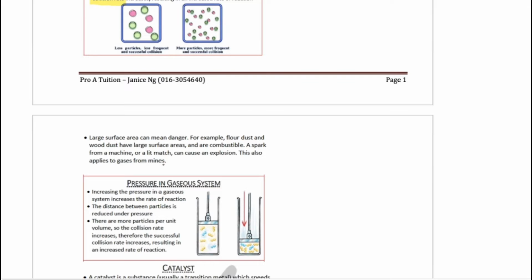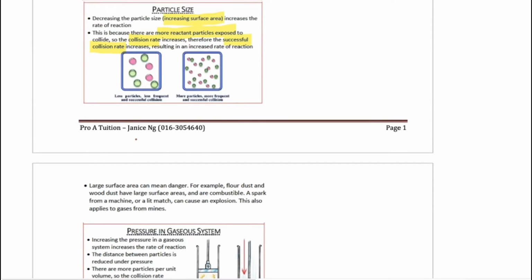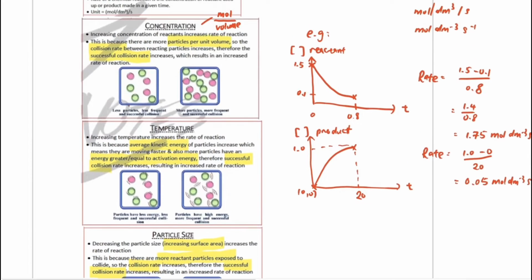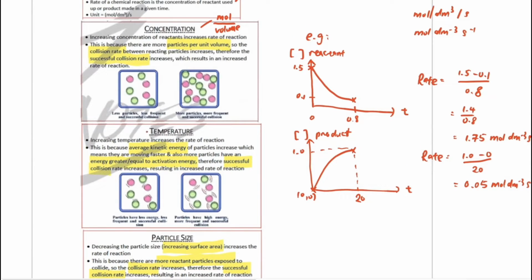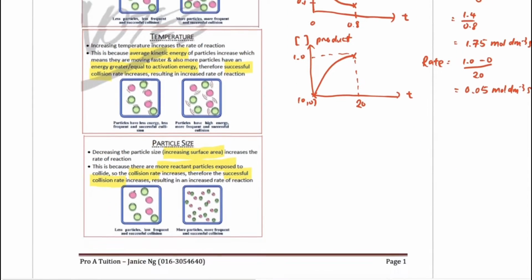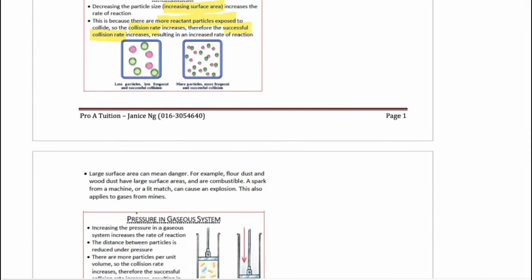Okay. Now, pressure in gaseous system. So this is the next factor. So you see, you have quite many factors that affect the rate of reaction. Concentration, number one. Temperature, number two. Particle size, number three. And now, pressure in gaseous system, number four.